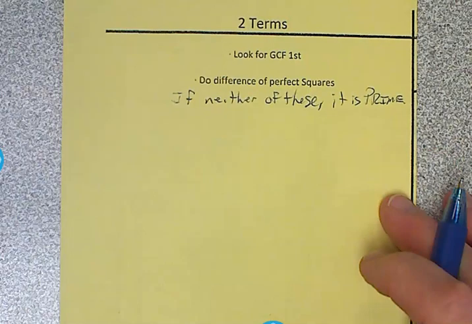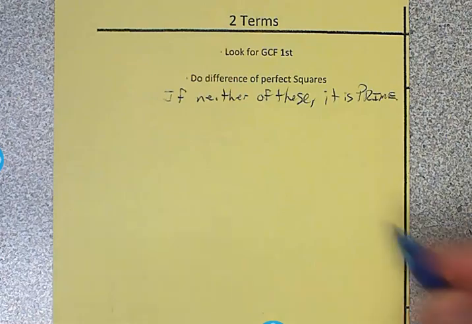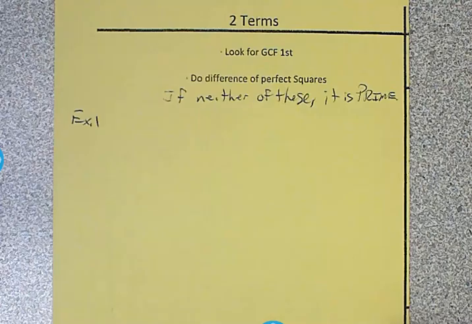Okay, so what we're going to do is we're going to do a couple of them where we're just doing GCF. And again, we've kind of already done that a little bit. We're going to do just a few more of those just to make sure we got it. And then we'll show you how to do the perfect squares one after that.